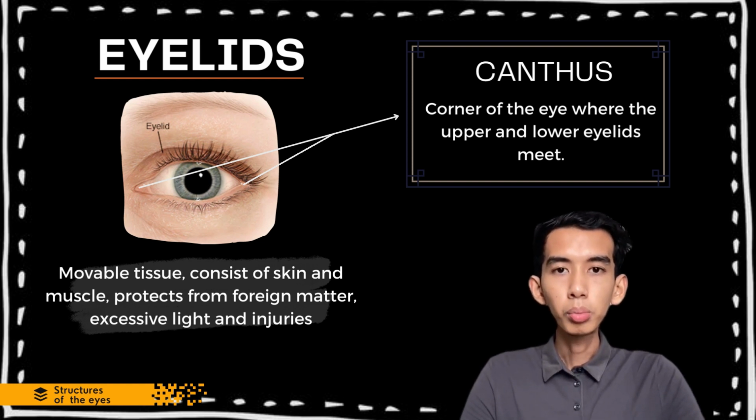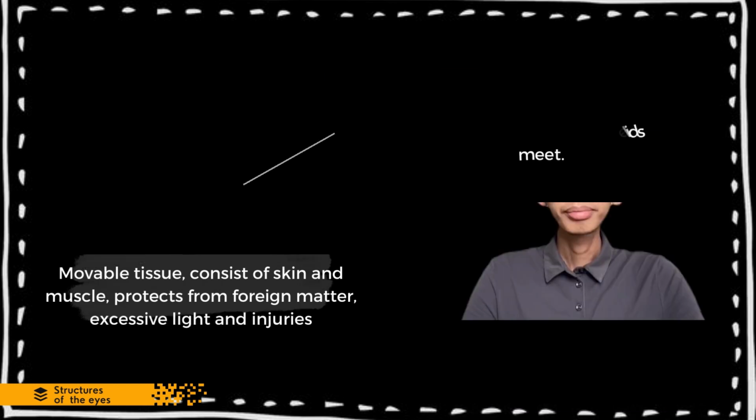Eyelids are movable tissue consisting of skin and muscle that shield and protect the eye from foreign matter, excessive light, and injuries. They also provide the moist chamber essential for the normal functioning of the conjunctiva and cornea. The canthus is at the corner of the eye, where the upper and lower eyelids meet. It is the connection point of the upper and lower lid and the nasal bridge.